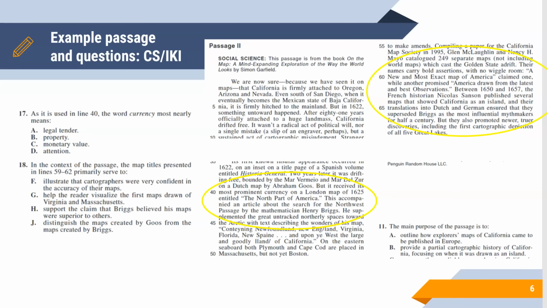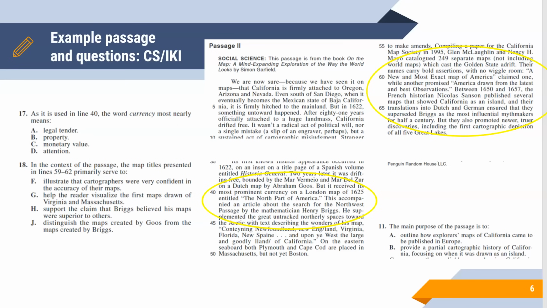All right, number 18 is also a craft and structure question, and as you know, the best answer is F. In the context of the passage, the map titles presented primarily serve to illustrate that cartographers were very confident in the accuracy of their maps. And if you go over to those lines that it indicates, it says their names carry bold assertions with no wiggle room. A new and most exact map of America claimed one, while another promised America drawn from the latest and best observations. Those are both going to support F as the best answer there.